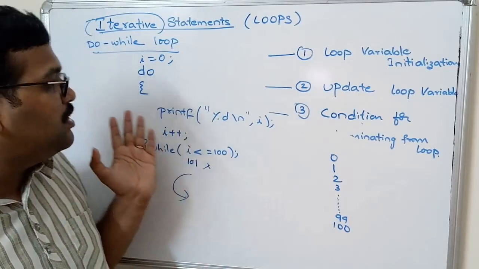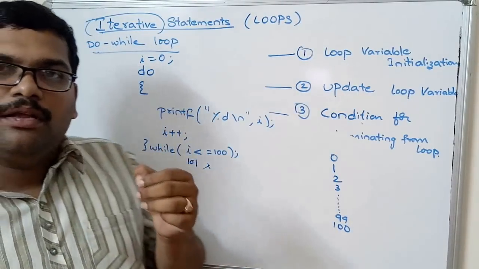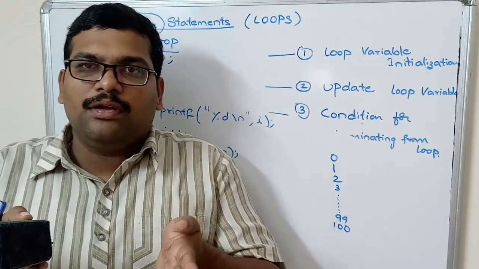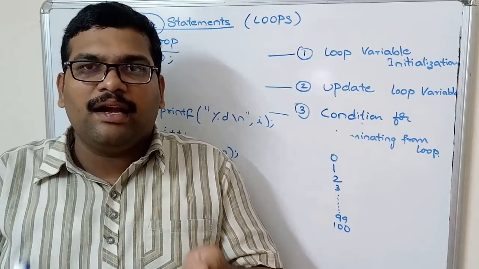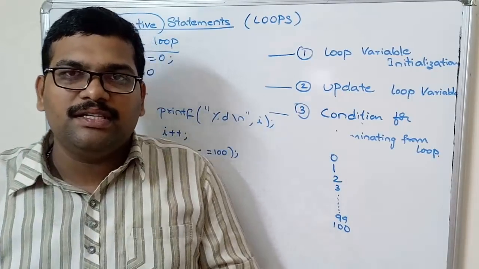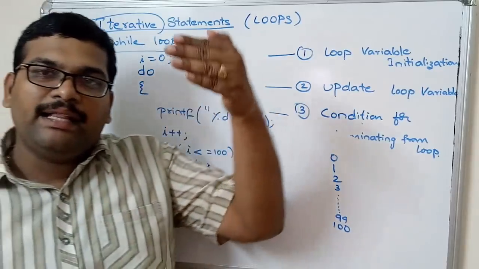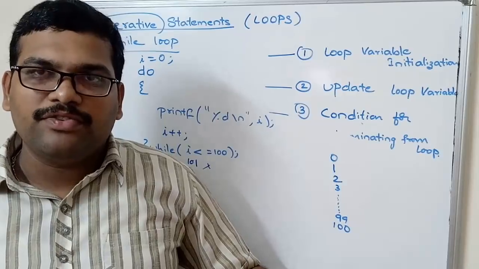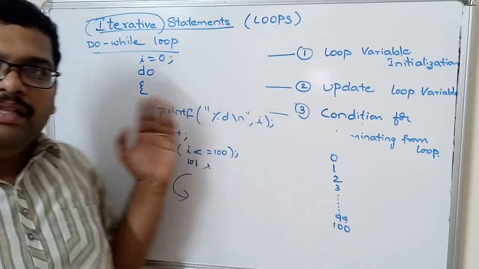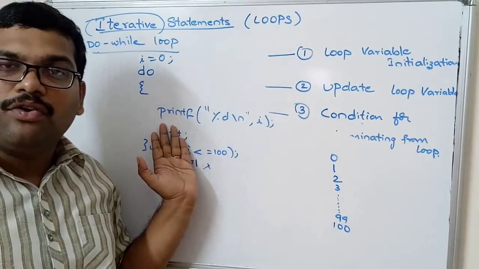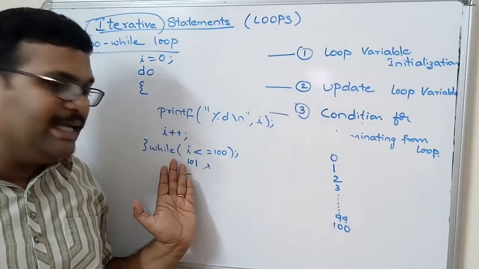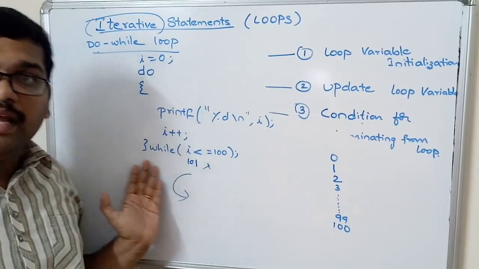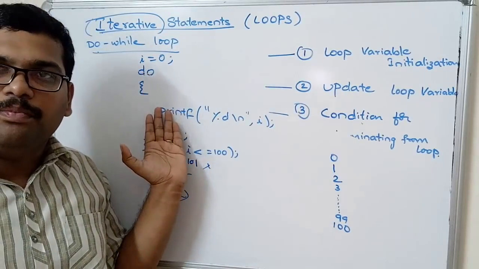So hope you understood this while and do while. A simple difference between while and do while: both loops will be executed until the condition becomes false, but the difference is, in the while loop, at the entry level the condition will be checked, and only if the condition is true, the block of statements will be executed. In the do while, first the control will enter into the loop, and at the exit the condition will be checked, and if the condition is true, then again the control will move on to the loop statements.